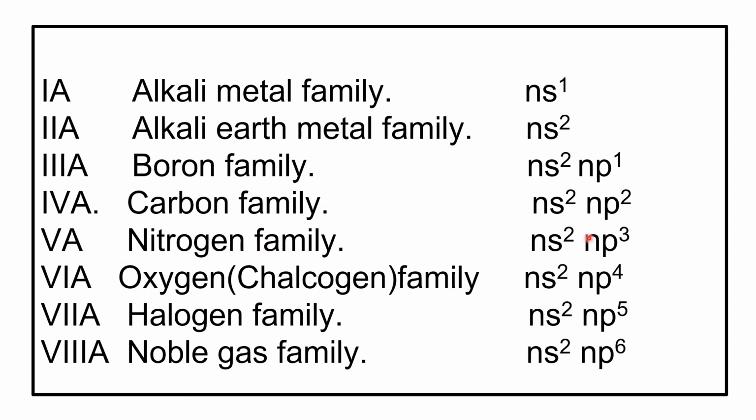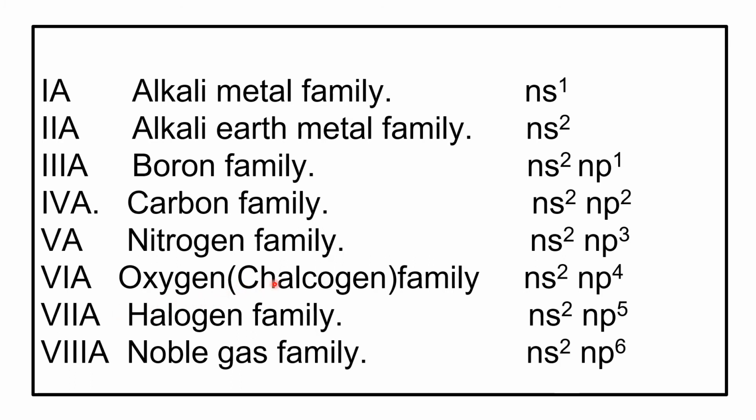So here if you observe, 1A and 2A group of elements are present on the left side of the periodic table, and from 3A to 8A they are present on the right side of the periodic table. In between 2A and 3A, B group of elements are present. So from 3A to 8A, groups of elements are present on the right side of the periodic table.